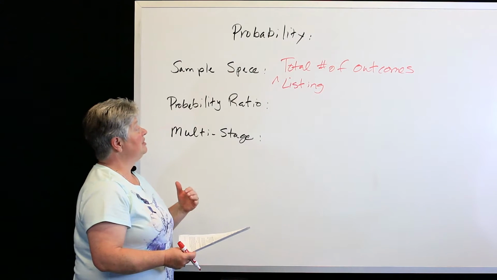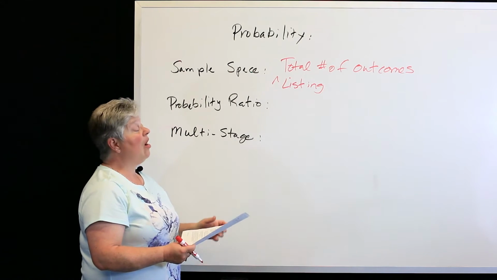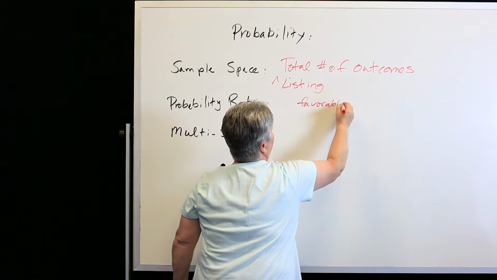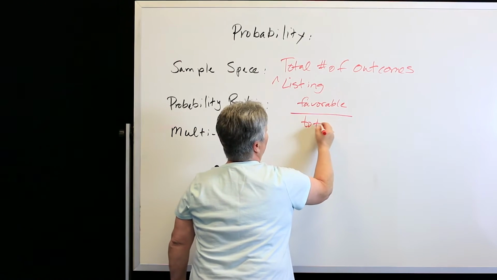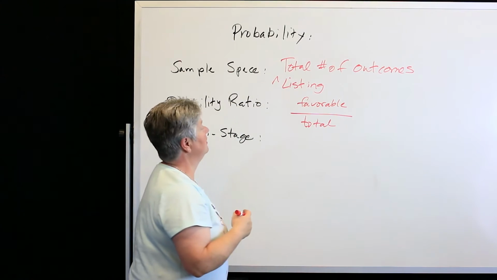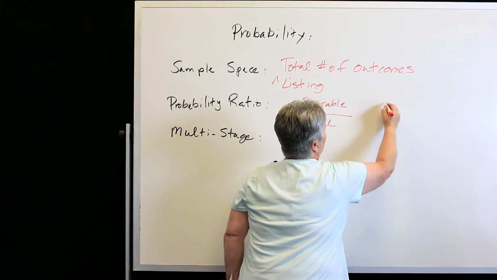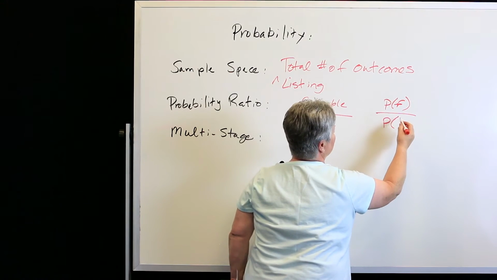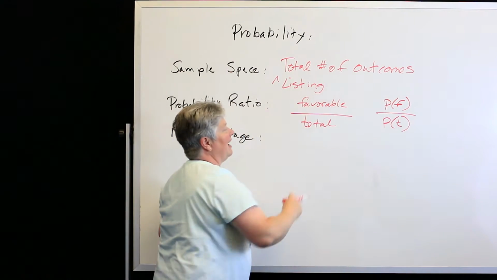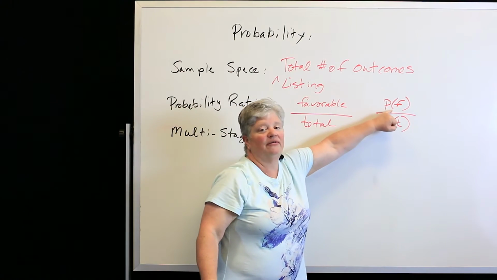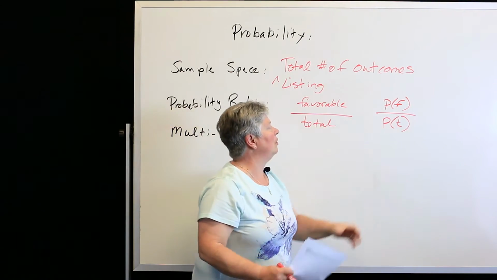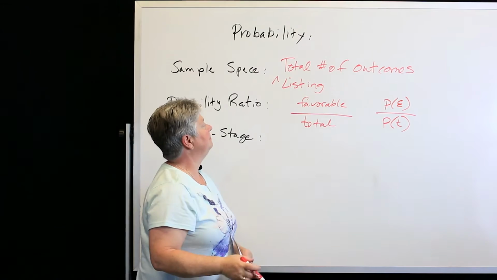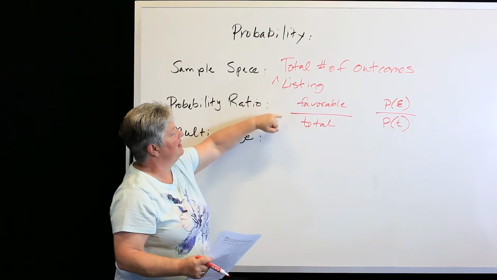So the probability ratio is relatively simple. All we're looking at is favorable outcomes, which I'll define in a minute, to total number of outcomes. You'll often see this notation in math texts or statistics books that looks something like this: the probability of the favorable outcomes, the probability of total. Sometimes we'll see the probability of some event happening. We're going to boil it down to this.